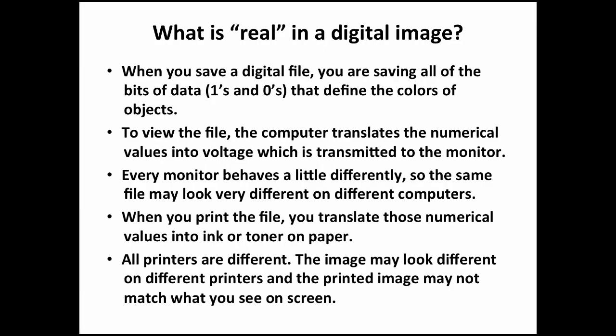So we've talked a little bit about how computers display color information on a monitor. We've also talked about how computers store color information in a digital file. When you save a digital file, you're saving all of the bits of data, all of those ones and zeros that define the colors of individual pixels or objects. To view that file, the computer reads the numerical data that's stored within the file and translates those numerical values into voltage, which is sent to the monitor so that the image appears on screen.